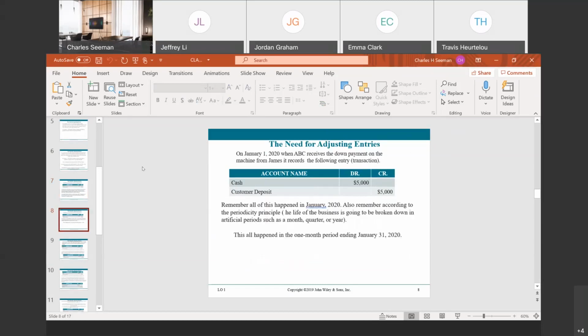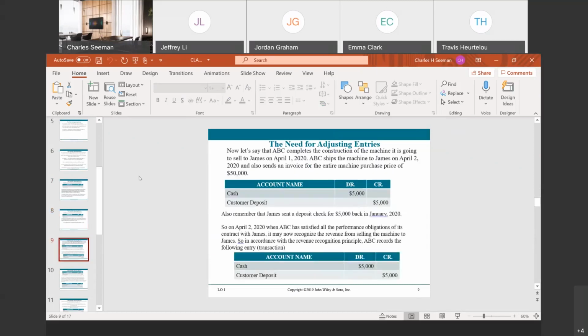Remember, this all happened in January. So a transaction happened in January. Also remember, according to the periodicity principle, the life of a business is going to be broken down into artificial periods such as month, quarter, or year. Remember again, this all happened in January. And then we move to April. Remember, April is a self-contained unit, a self-contained month.